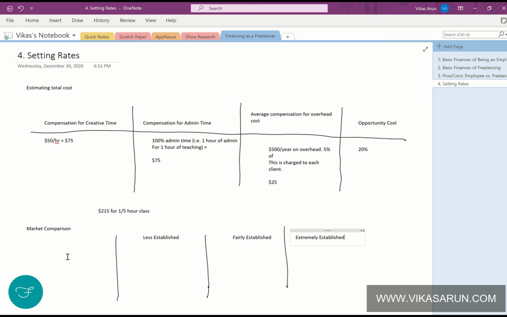What I'm doing here is for the various services I'm going to talk about, I'm going to give you my understanding of what people who are younger and newer to the scene charge, what those who are fairly established charge, and then what those who are quite successful charge. To be clear, the extremely established are those who qualify as the top 15% of their field. Those who are absolute legends will charge more than those who are extremely established, meaning Paula Abdul or someone like that is going to charge more than an extremely established person. But these are the categories that I feel are applicable to most people.